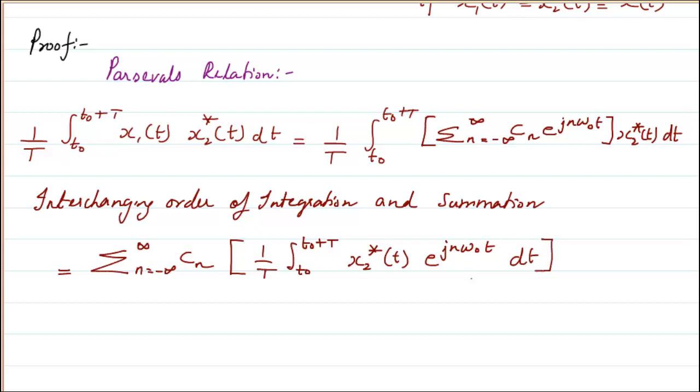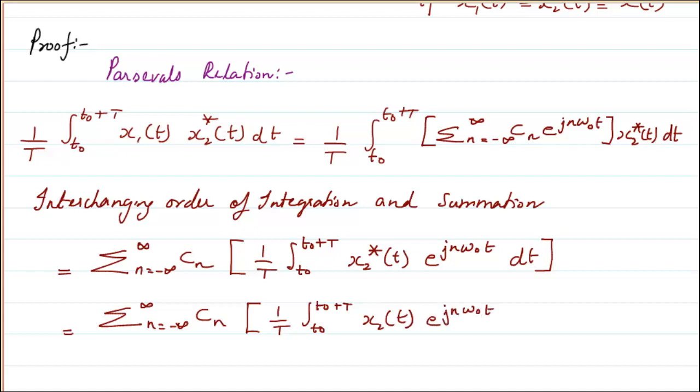Correct? From where I can take this conjugation sign outside, just like I did previously in the previous theorem. I will write n is equal to minus infinity to infinity Cn, and I will take 1 by T integral T naught to T naught plus capital T, and then x2 of t e raised to power j n omega naught t. If I take the conjugate sign outside, then I will put a minus here, dt, the conjugate sign is outside.